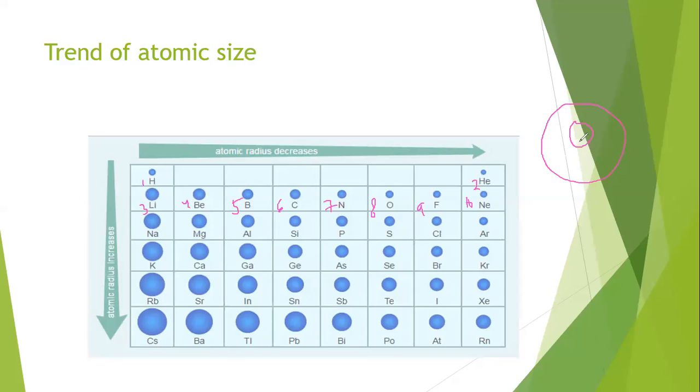For example, this is the atom of hydrogen, having 1 electron in its valence shell, its outermost shell. This is the atom of helium. This helium atom has 2 electrons in its outermost shell because its atomic number is 2. So in a period, here you can see the number of electrons increasing.